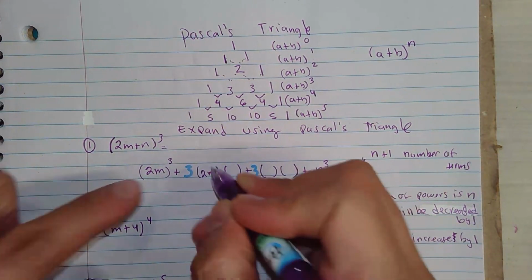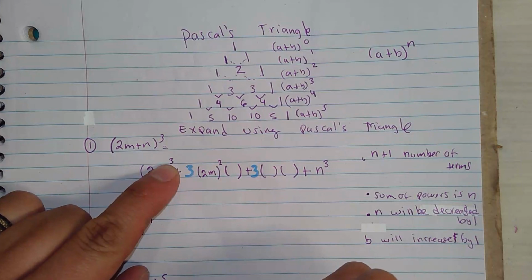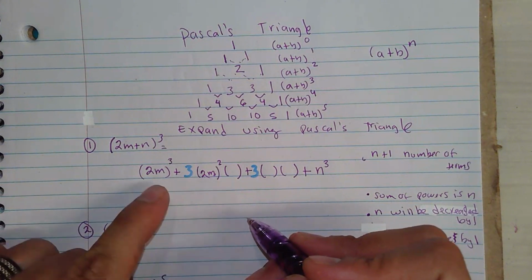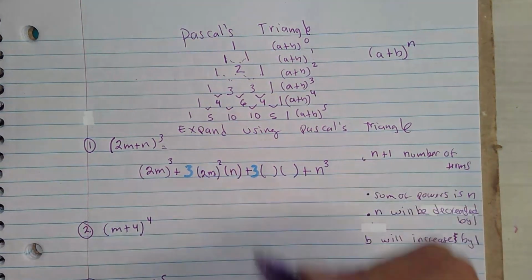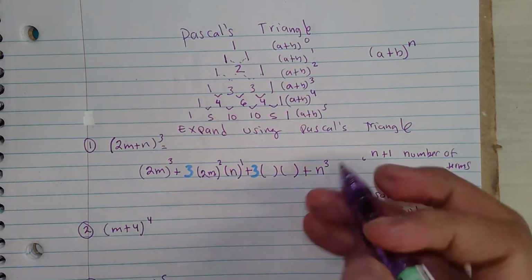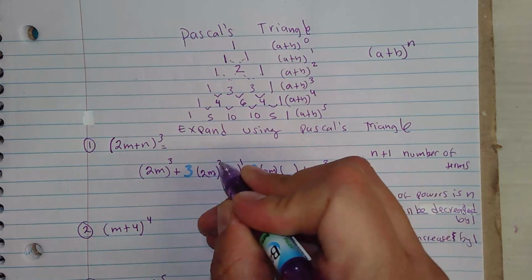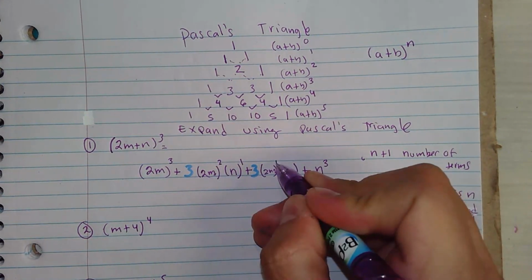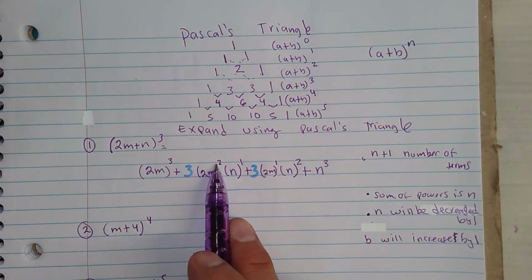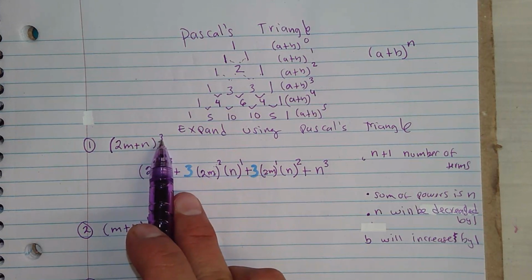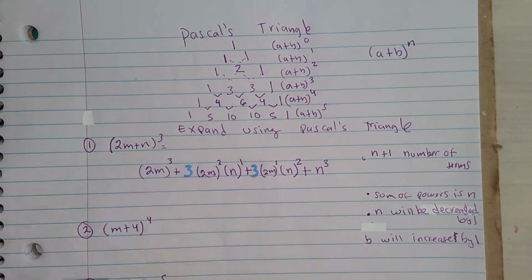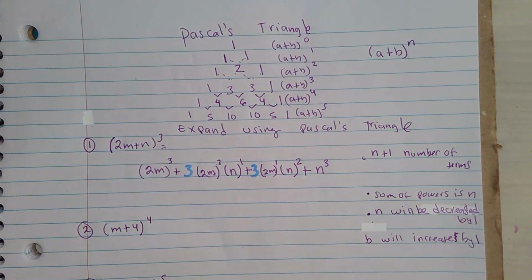(2m) to the second. So the 3 will decrease to 2, and the n will increase by 1. So this is n to the 1. Then (2m) to the 2 will become 1, and then the n will become 2. The sum of these two exponents will always give you that n value, which is 3. 2 plus 1 is 3, 1 plus 2 is 3. And that's basically it. All we need to do now is simplify.